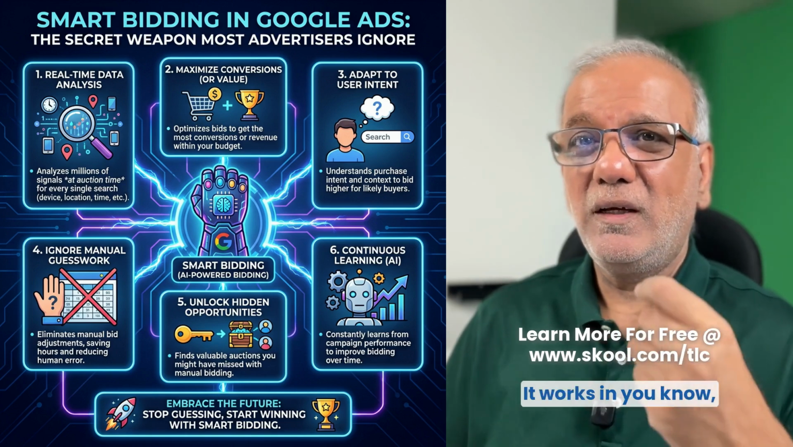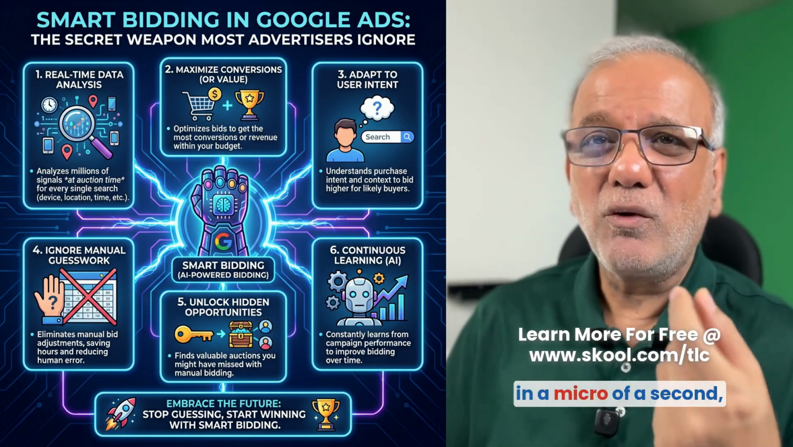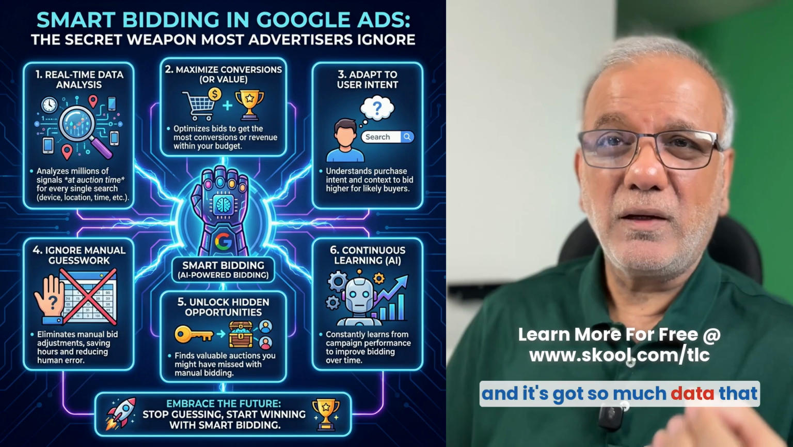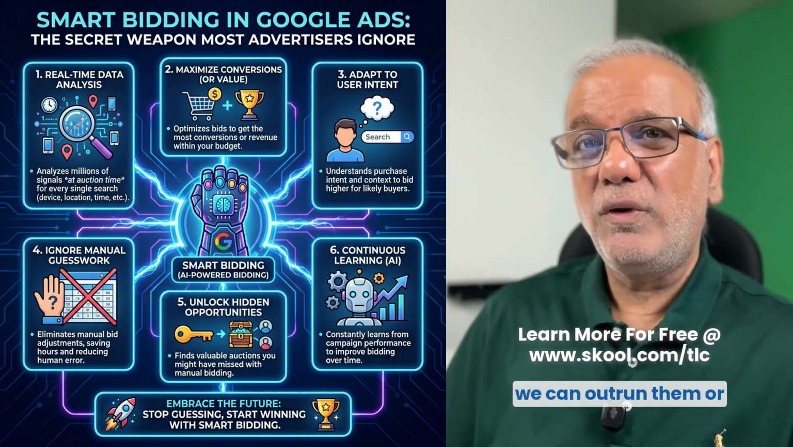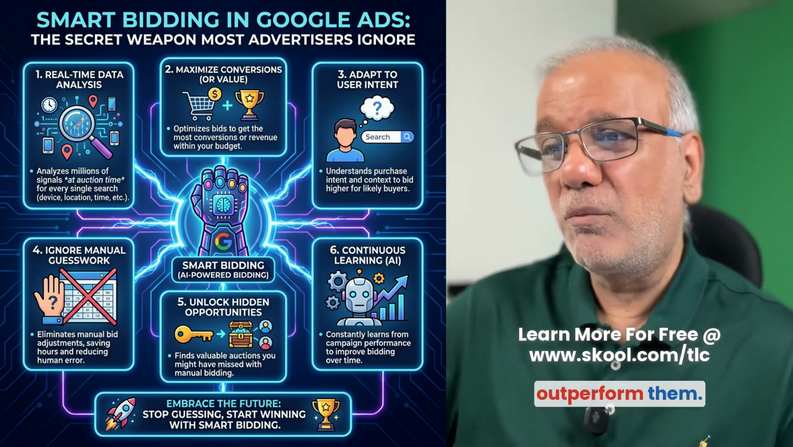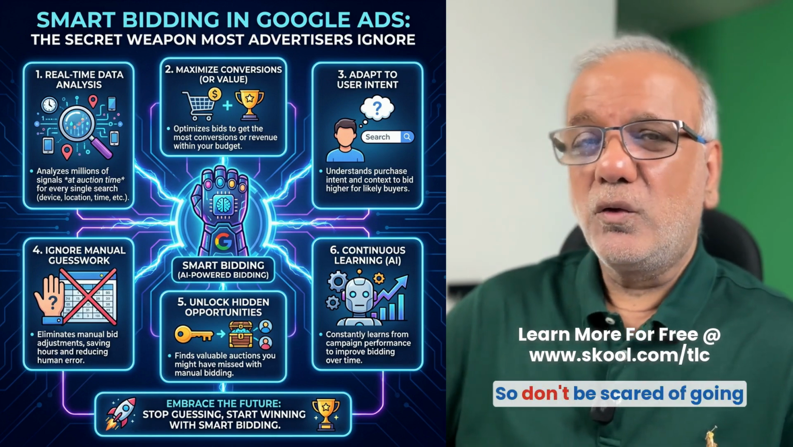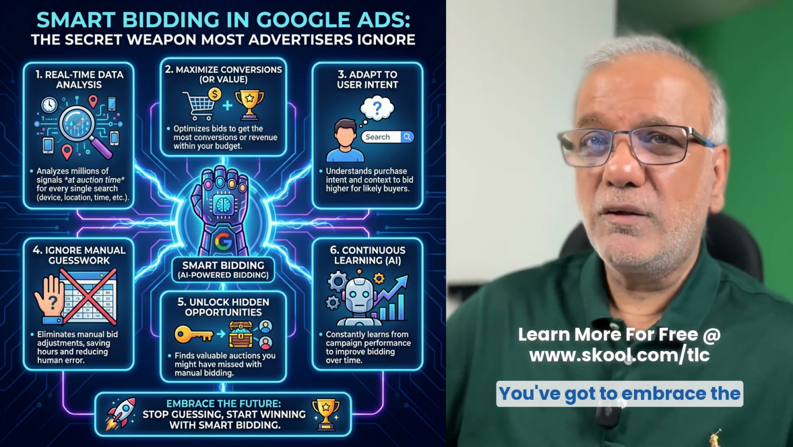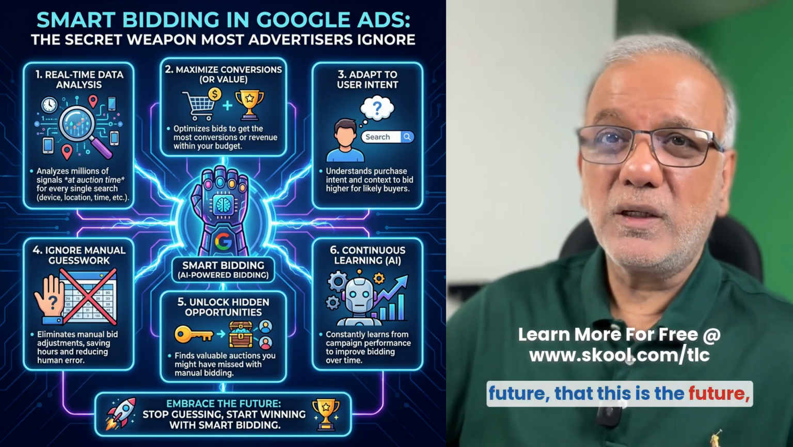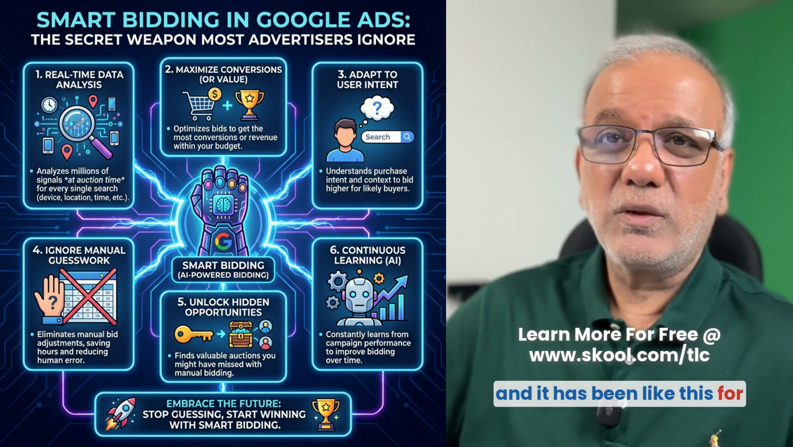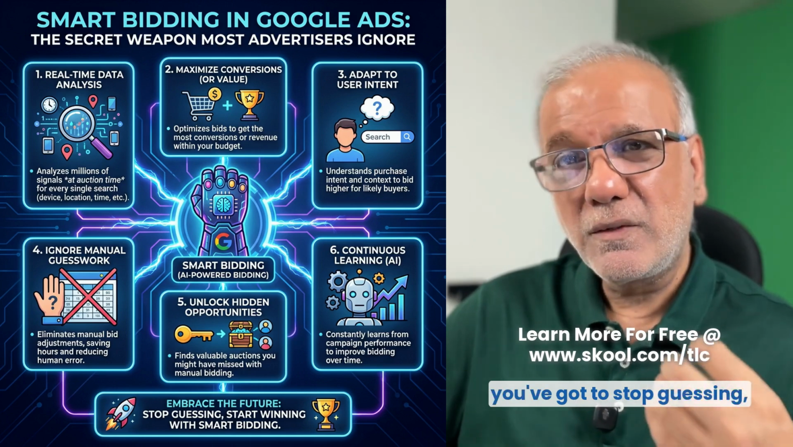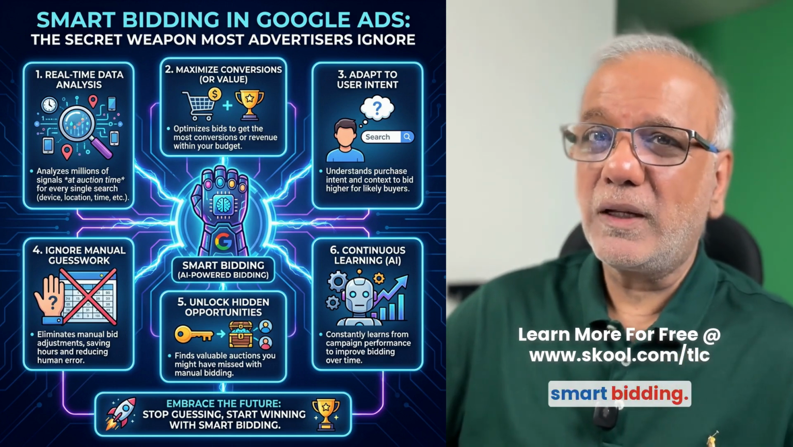It works in a micro of a second. It really is so fast. And it's got so much data that there's no way in the world that we can outrun or outperform them. So don't be scared of going with smart bidding. You've got to embrace the future, that this is the future. And it has been like this for the last few years. You got to stop guessing, start winning with smart bidding.